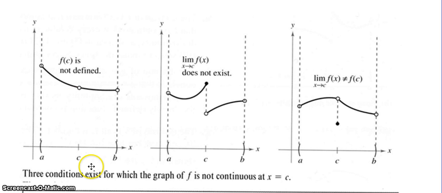So there are three conditions for which a graph of f is not continuous at some value c, where c is just an x value. Here I have an open interval from a to b, and f of c is not defined. So there's just a hole there. That's one way in which a function would not be continuous at c. Here, the limit as x goes to c of f of x does not exist. So if the limit doesn't exist, the function can't be continuous. And then the third scenario is the limit exists, but it's not the same as the function value at c.